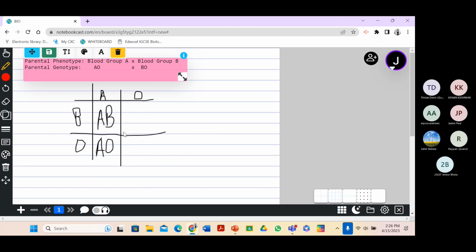sorry, you put O, B. Make sure and always put the dominant forms first. So you put B, O. I've seen some people put O, B. Don't do that. Now look at this.